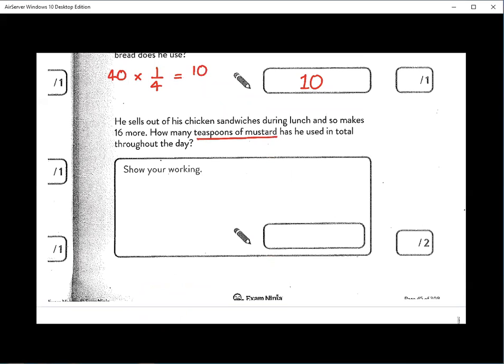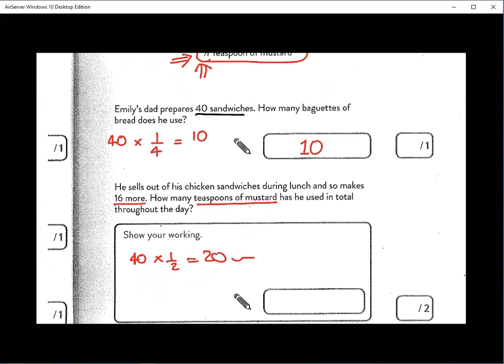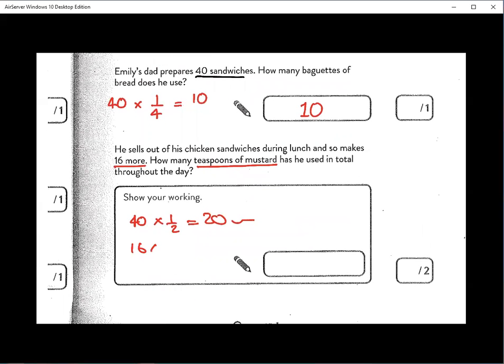Yeah, half. So they sold 40, first of all. So 40 times by a half is equal to what? 20 teaspoons. And then you have another 16 more that he made. And they will also need half a teaspoon each, which will give us what? How many teaspoons is that? 8. So what's 20 add 8? 28. 28.